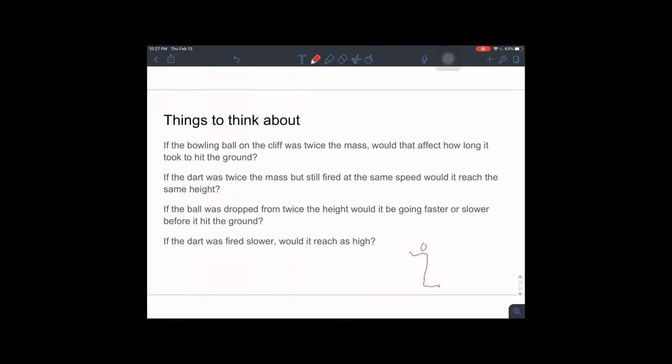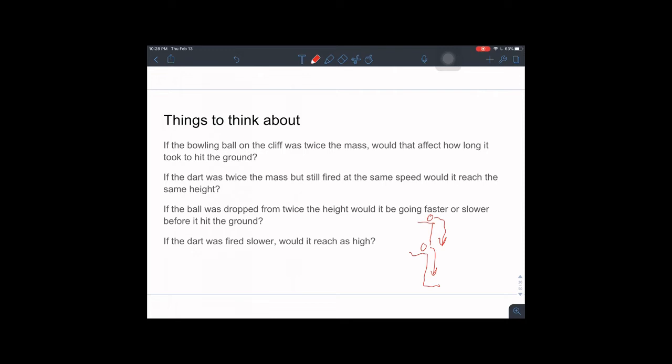So, I'm perfectly comfortable jumping off a little 1-foot curb, but I'm not perfectly comfortable jumping off a 10-foot curb, because I'll be going much faster when I hit the ground, and my ankles will hurt quite a bit more, because there's more kinetic energy in my body as it leaves the ground, and as it hits it again. So, if a ball is dropped from twice the height, it will be going significantly faster than a ball dropped from half the height before it hits the ground.